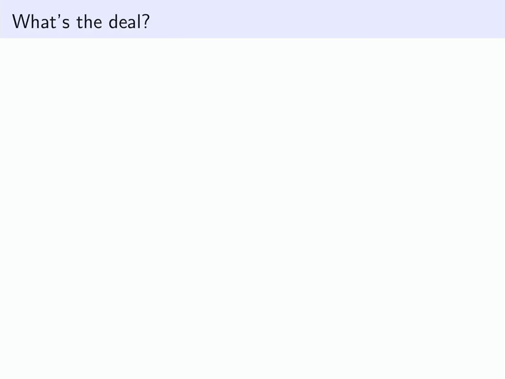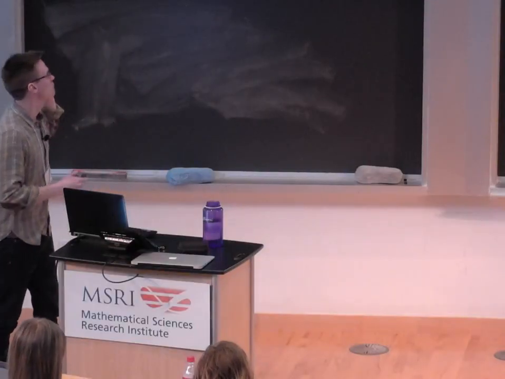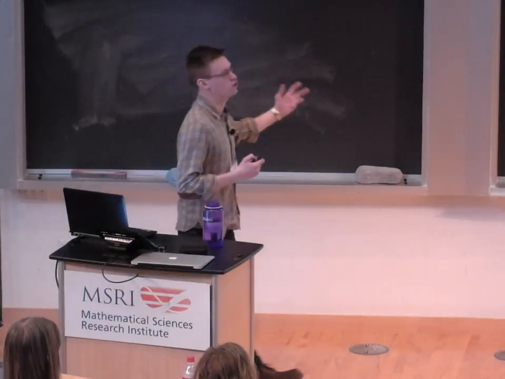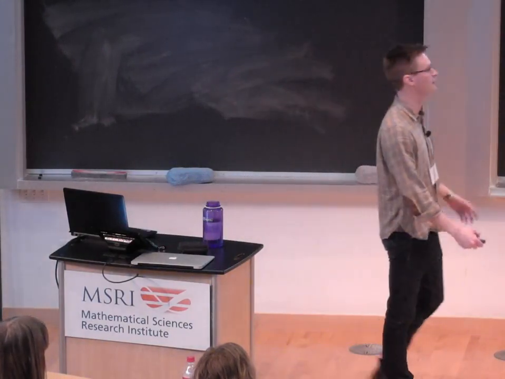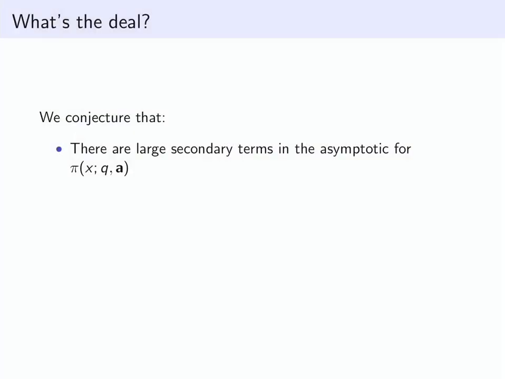But basically the idea is that Sound and I conjecture that there are large secondary terms in the asymptotic for this function, this pi x cubed bold A. The dominant factor in these secondary terms, the dominant thing creating a bias, is just counting the number of repetitions in your pattern. We've only been looking at patterns of 2 consecutive primes, so we're just asking, does A equal B or not? And that's the dominant thing.